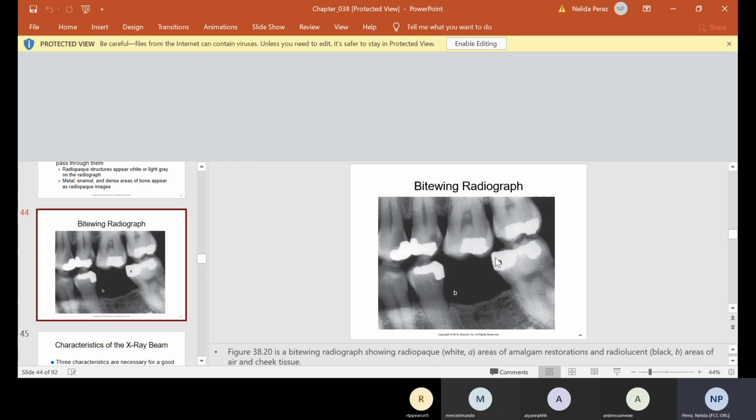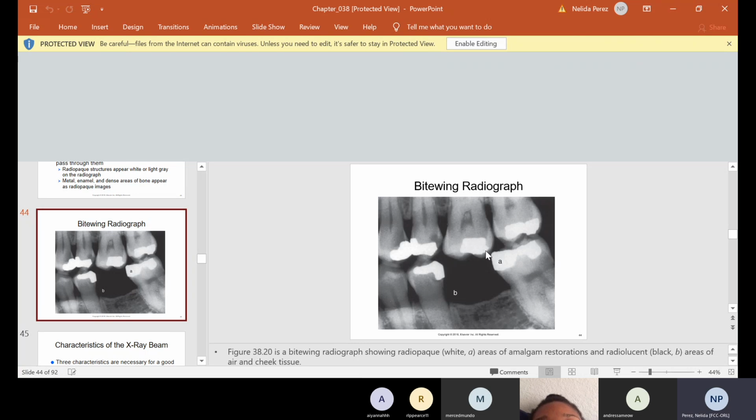So here is a bite wing x-ray. I really want you to look over here and look in your Kindle, on your pictures, so you can see what you're looking at, because when you mount x-rays, you need to identify a couple of things. So here we have a bite wing radiograph. It's showing radiopaque, which is the white areas of amalgam restorations, and radiolucent, which is your black areas of air and cheek matter. So if you look at my arrow here, here are your amalgam restorations.